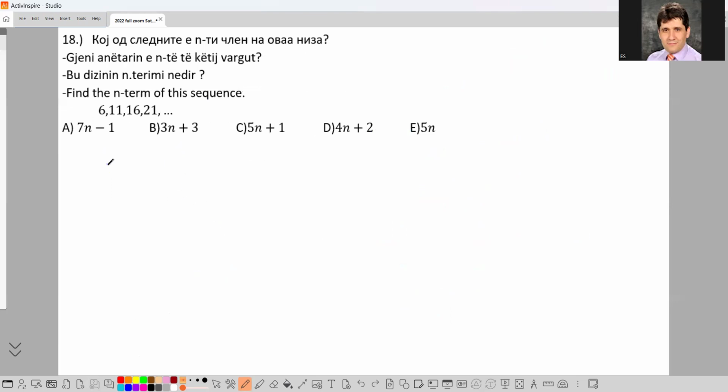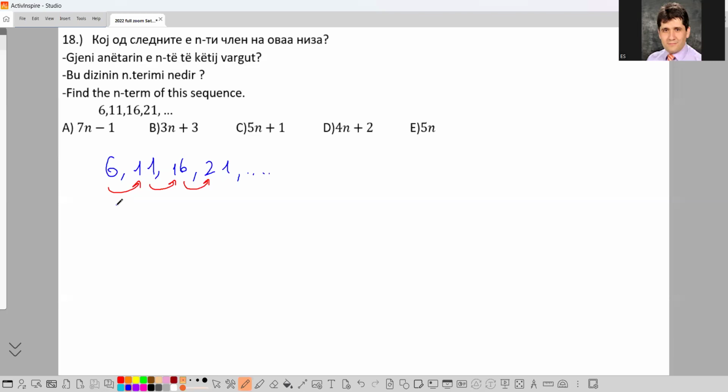How do you find the nth term of a sequence? Finding the nth term of a sequence is not that easy if the sequence doesn't have a clear pattern. But exercises like this one have a very simple pattern, and it's called a linear sequence. So, 6. Let's find the term-to-term difference.